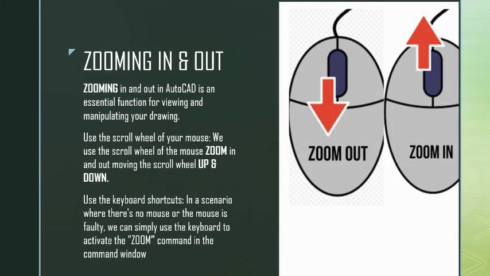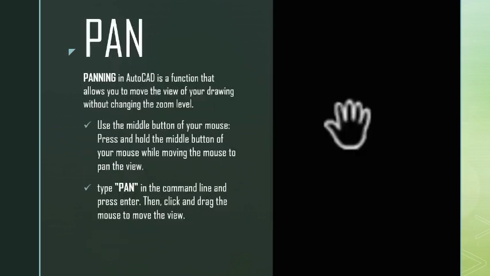There is another way we can navigate through the AutoCAD software, which is called panning. Panning in AutoCAD is the function that allows you to move the view of a drawing without changing the zoom level. That means you can move the object without altering the view, anyhow you want to put it.